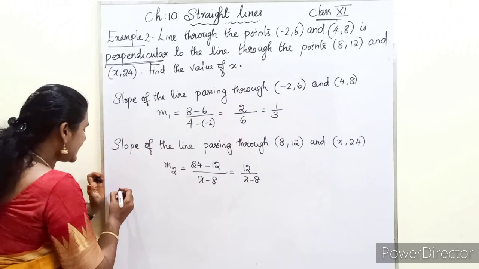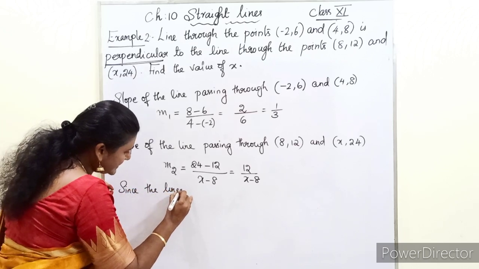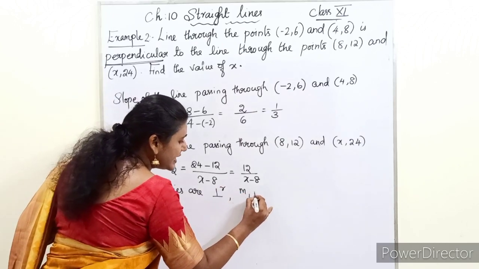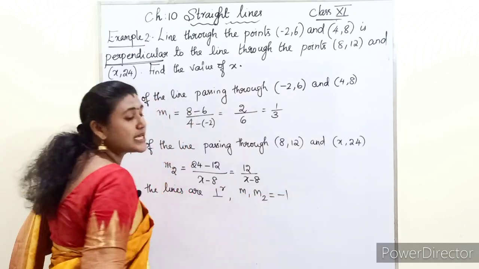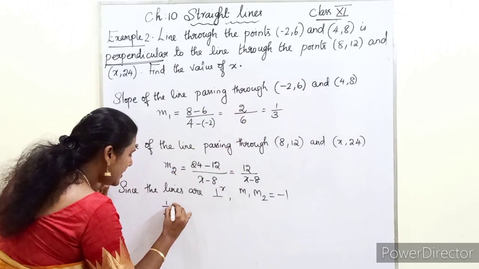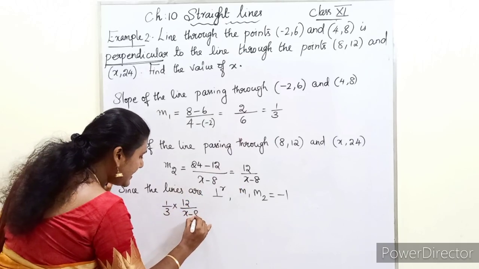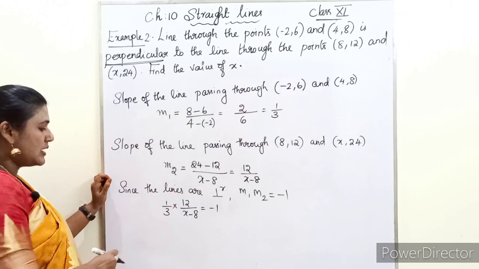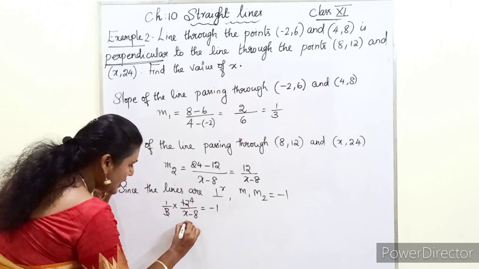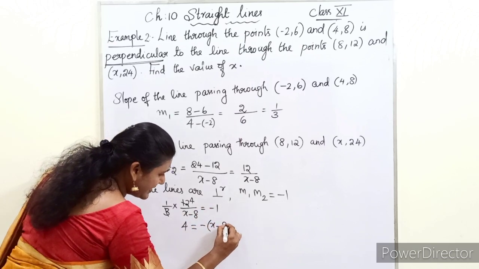Now we will use the condition. Since the lines are perpendicular, we know the condition m1 into m2 is equal to minus 1. So what is m1? 1 by 3 into what is m2? 12 by x minus 8 is equal to minus 1. So we will cancel here, then cross multiply. So 4 is equal to minus of x minus 8.